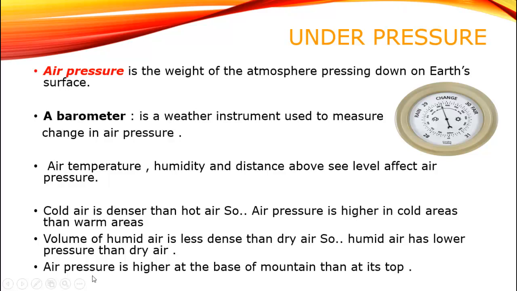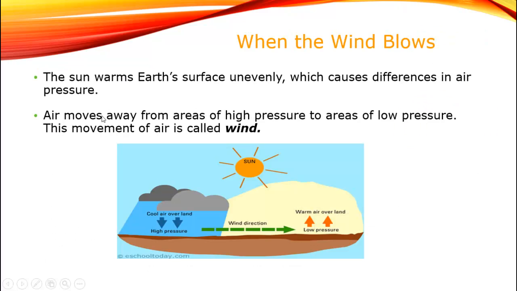You must also know that air pressure is higher at the base of a mountain than at its top. When the sun warms the Earth's surface, that causes a difference in the air pressure. And this difference causes the air to move away from the high pressure area to the low pressure area. So it will move from the cold area to the warm area, because the cold area has higher pressure than the warm area. And this movement of the air is called wind.